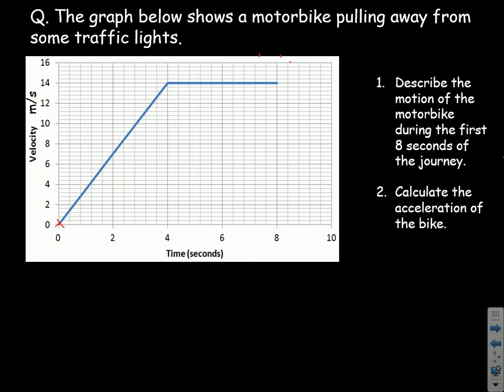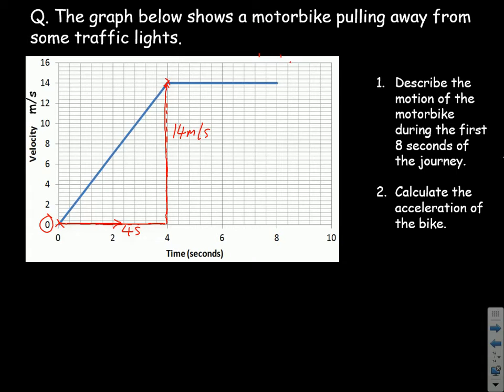So, acceleration of the bike. We start at 0 and we go up to here. That's the only point where it's accelerating, so it must be this part of the graph they want us to calculate. So we need to once again calculate the gradient of the line. So how do we calculate the gradient? Rise over run, or change in velocity over time. So we start off at 0 and it goes all the way up to 14. So our change in velocity is 14 meters per second, and our time frame is 0 to 4. Therefore it is 4 seconds.